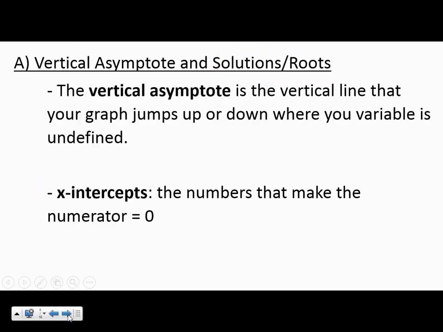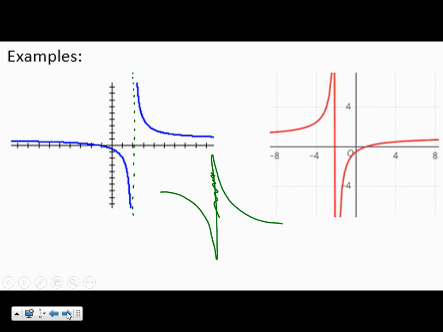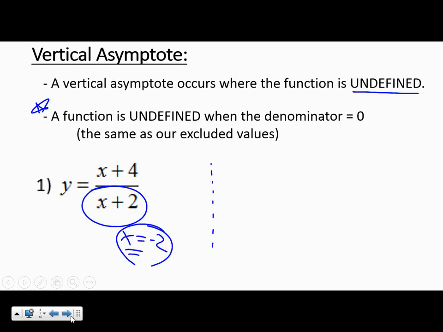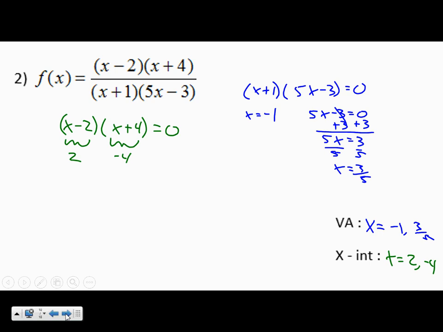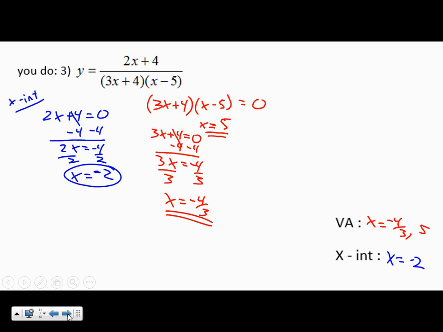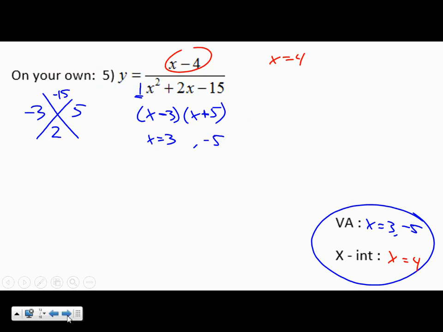So if you go through all the ones we just did, sorry, none of these canceled, the top and the bottom. X plus 4, x plus 2 doesn't cancel. None of that stuff cancels. That's why all those were asymptotes and not holes.